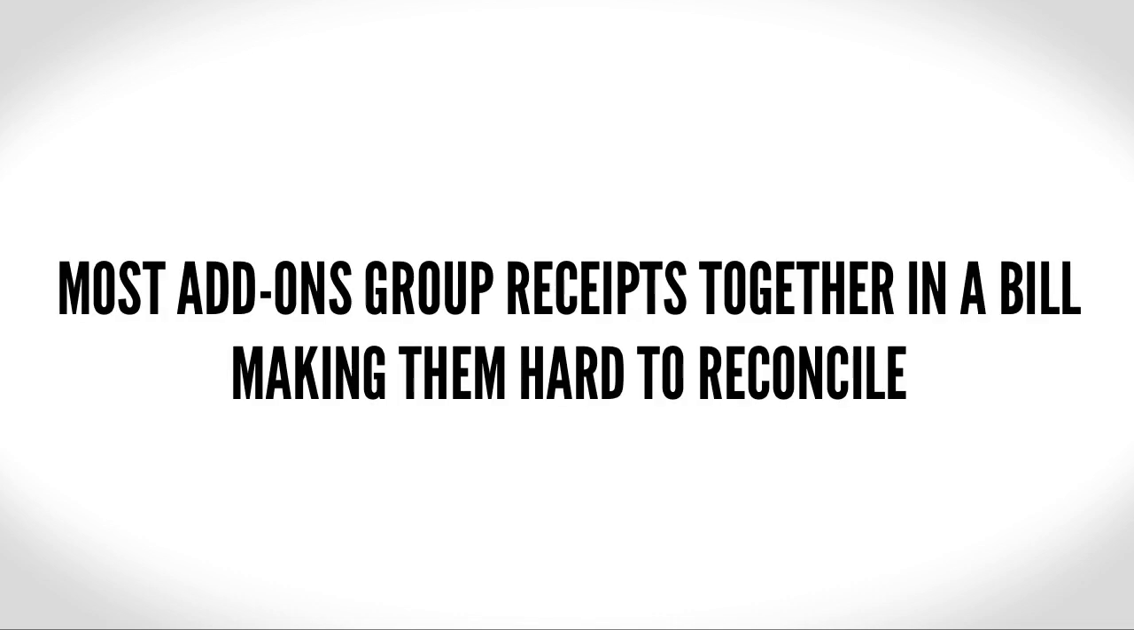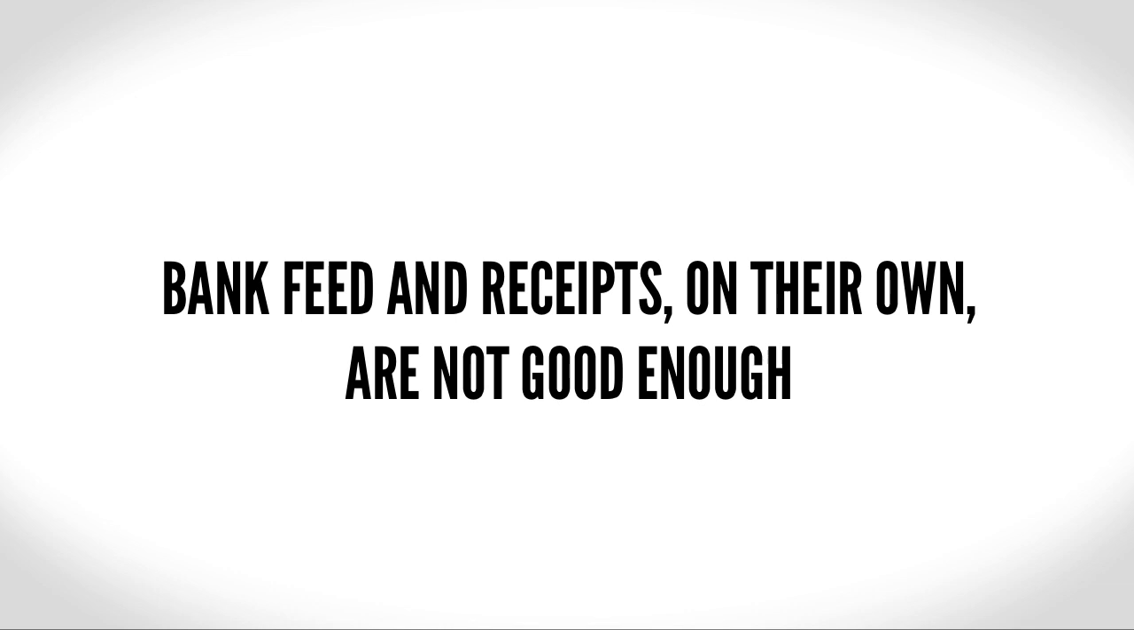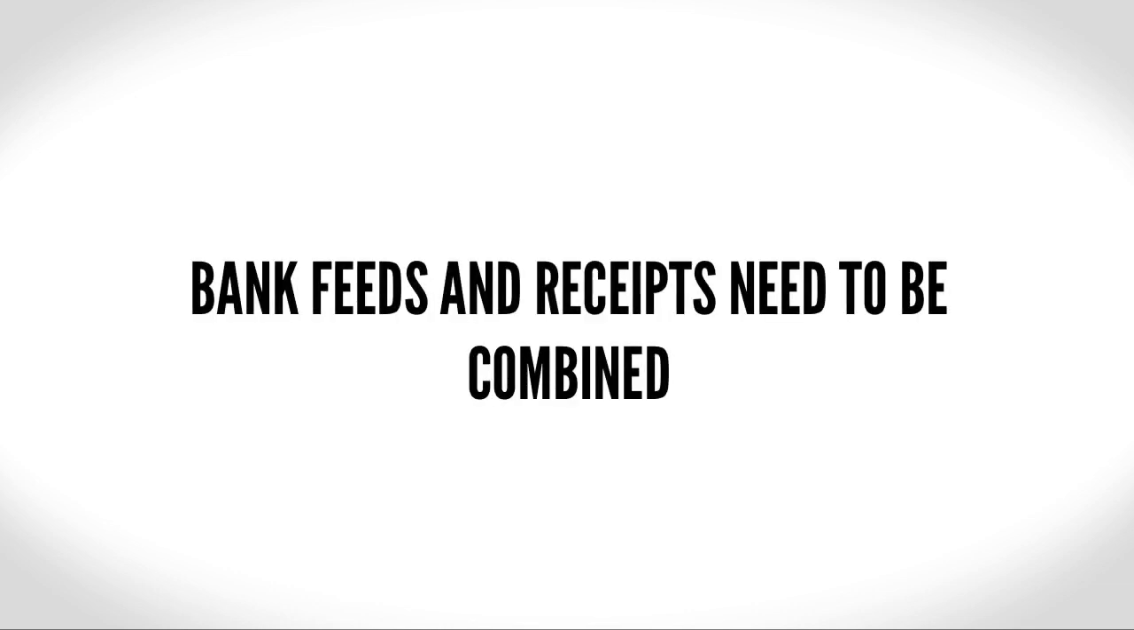Lastly, most expense add-ons will group receipts together in an expense report that will then show up as a single bill in your accounting software. The grouping of receipts makes it hard to reconcile the bill against your bank feed, since your bank feed will show many transactions while the bill is only a single one. So neither bank feeds or receipts are sufficient on their own. The automatic entry of auditable transaction records can't happen unless both bank feeds and receipts are combined.